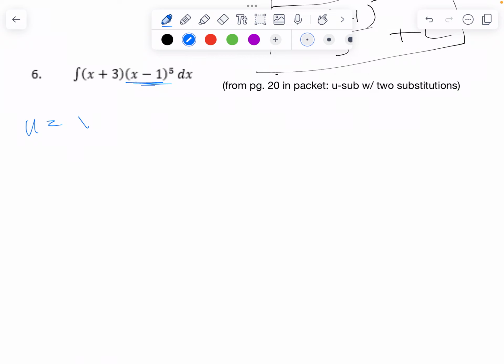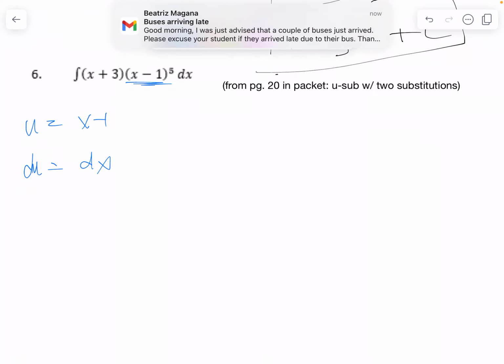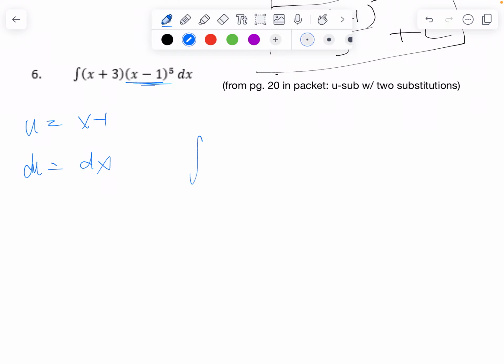So u is equal to just x minus 1, not x minus 1 to the 5th. And when I do du, I get dx. Now that's going to be confusing because when I write the integral here, I'm going to get u to the 5th. But notice for the accounting piece, there's still this extra part that is not accounted for here. So I'm just going to put that here as x plus 3, and I'm going to switch out the du and the dx, because those were equivalent. du is equal to dx, so those are equivalent here.